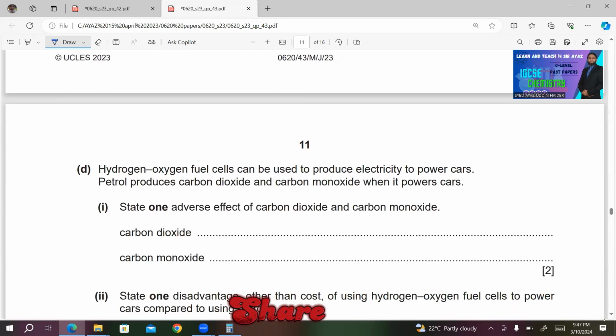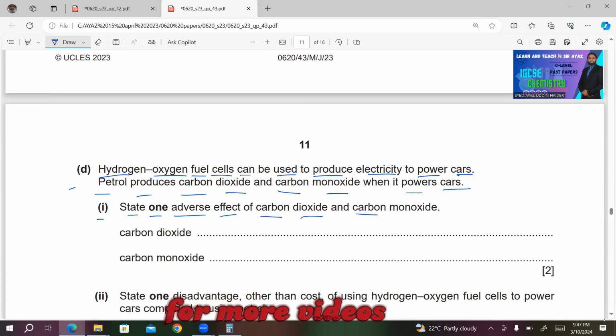Moving to next part, D. Hydrogen oxygen fuel cells can be used to produce electricity to power cars. Petrol produces carbon dioxide and carbon monoxide when it powers cars. Number one, state one adverse effect of carbon dioxide and carbon monoxide. Carbon dioxide is responsible for global warming, increased global warming.